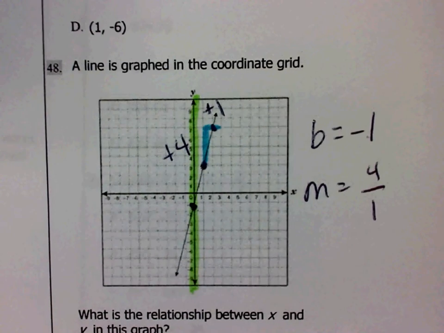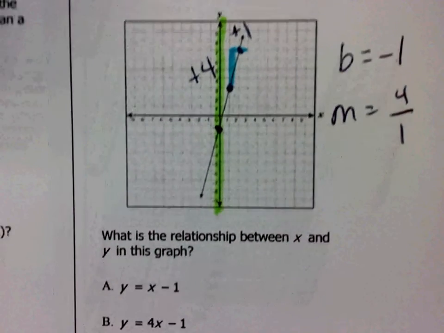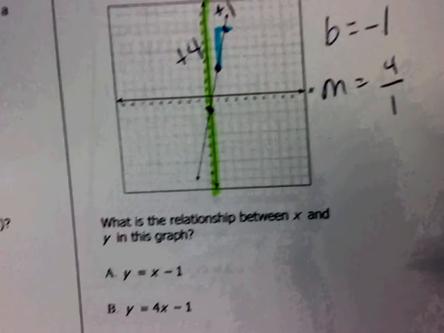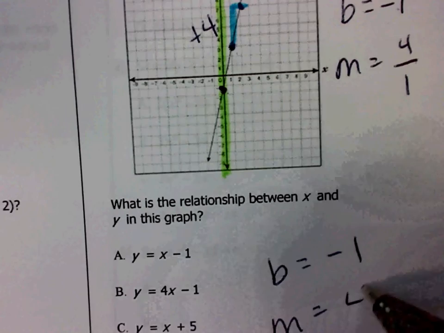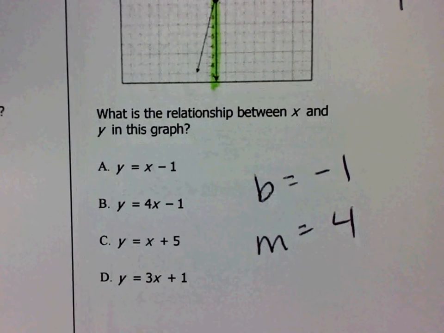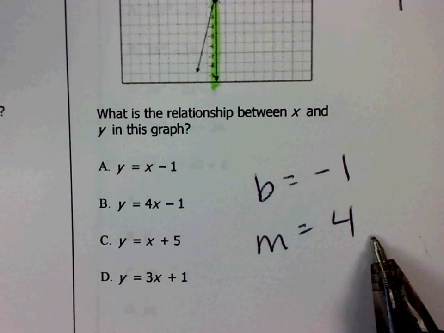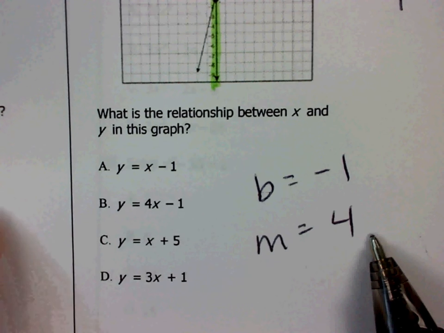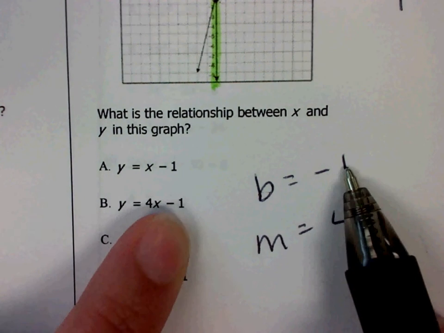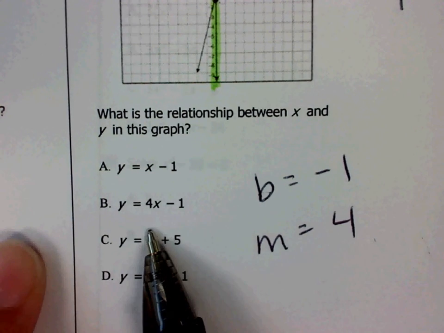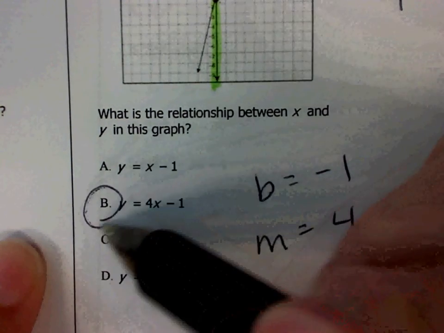So now I have enough information to come down here and figure out my equation. I'm going to rewrite my slope and y-intercept down at the bottom, and when I write my slope, I'm only going to write it as the +4. I don't need to put it over 1. Remember that slope goes in front of the x, y-intercept is the value to the side, so the equation that matches this graph is 4x minus 1.